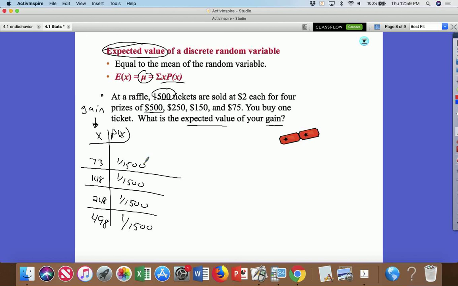Okay, there's a huge issue with our probability distribution right now. It doesn't add up to 1. Right. So don't ever calculate an expected value on something that's not even a probability distribution. We've got to figure out something else here. What's your other potential gain? -2. Very good. The most common thing that could happen, right? What's your chance of losing? 1496 over 1500. Very good.